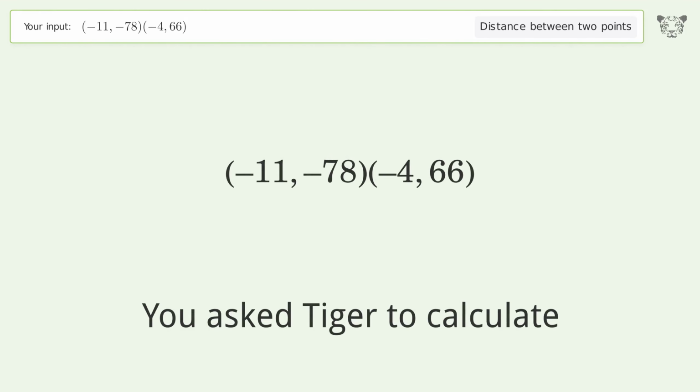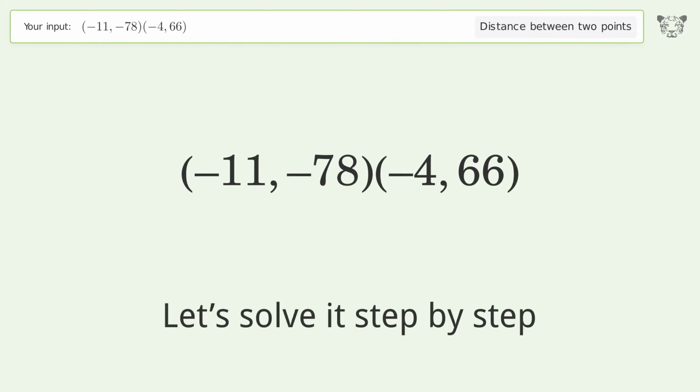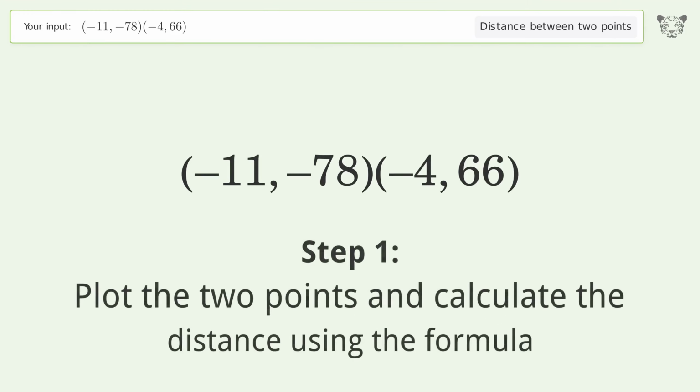You ask Tiger to calculate. This deals with the distance between 2 points. The distance between the 2 points is the square root of 20,785, or 144.17. Let's solve it step by step.